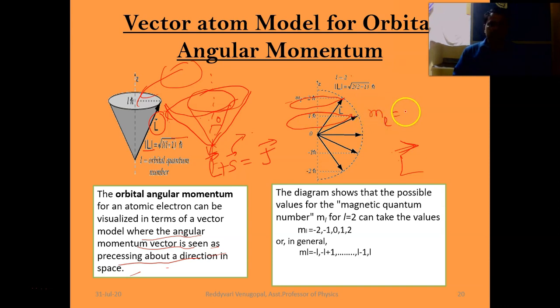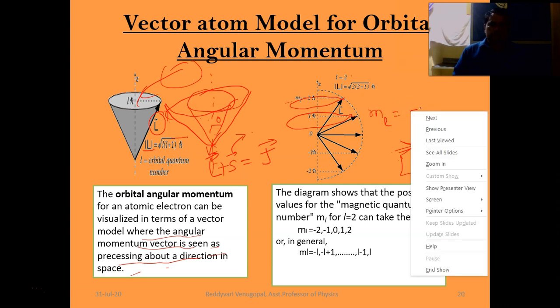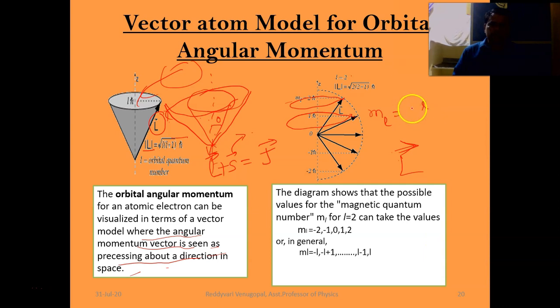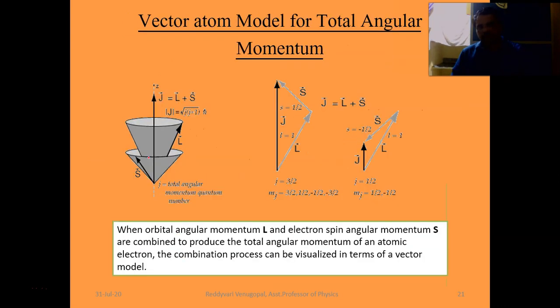ml can take values from minus l, through 0, up to plus l. These are the different orientations of the orbit in space. That means here space is quantized. This is the first property of the vector atom model. And the second one is here also, just observe. I have explained already this one.